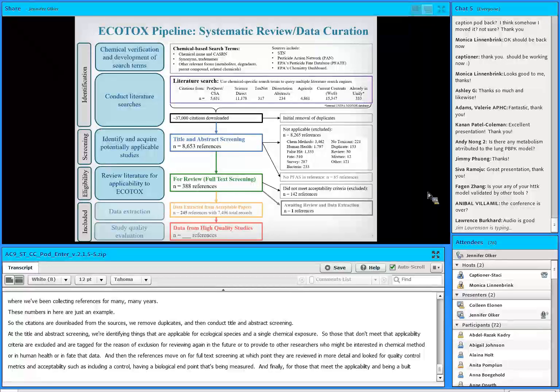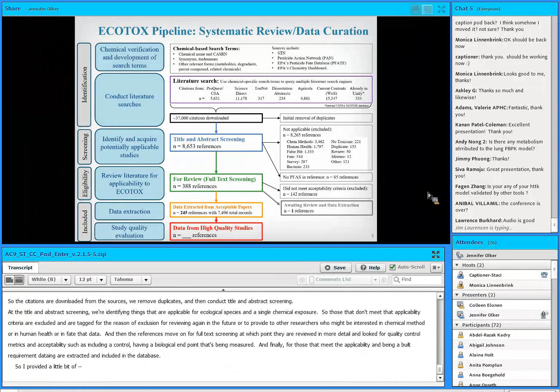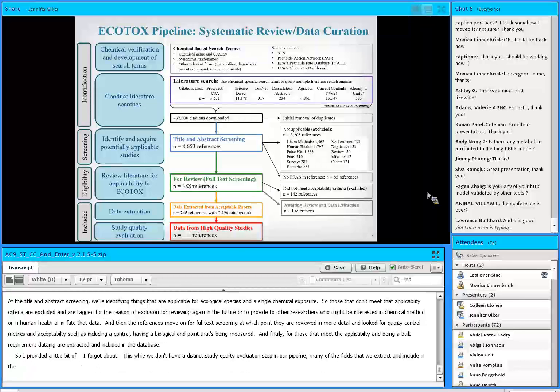While we don't have a distinct study quality evaluation step in our pipeline, many of the fields that we extract and include in the database are relevant for answering some of the standard study quality evaluation questions, and I'll talk about that a little bit more in a few slides.